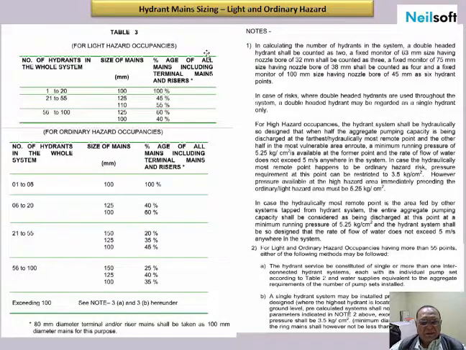Now, for the light hazard, size of mains. This is for hydrant main sizing, and we are covering here the light and ordinary hazard. What is the meaning of hydrant main sizing? As we have already discussed, according to table 24, and explained those conditions which are required by the NBC, like sizing the riser mains, 150 mm dia and 100 mm dia under those conditions.